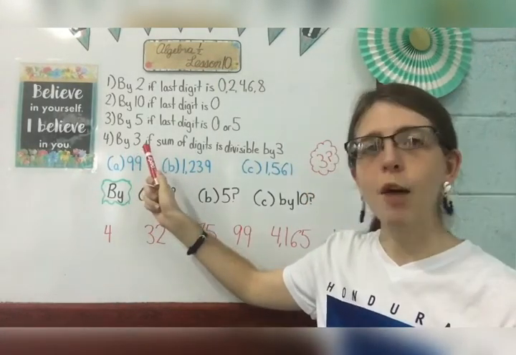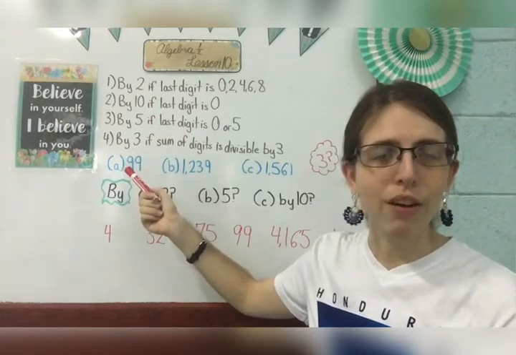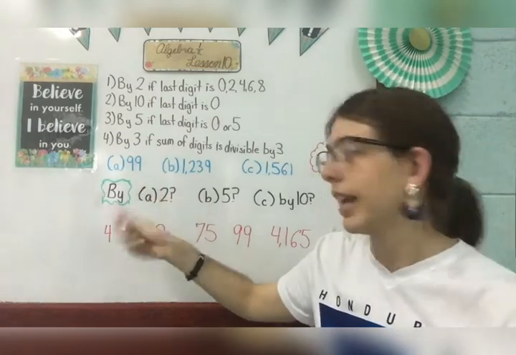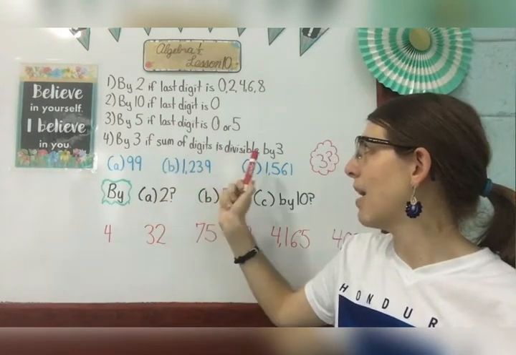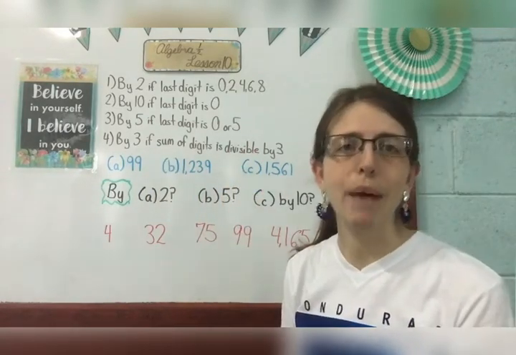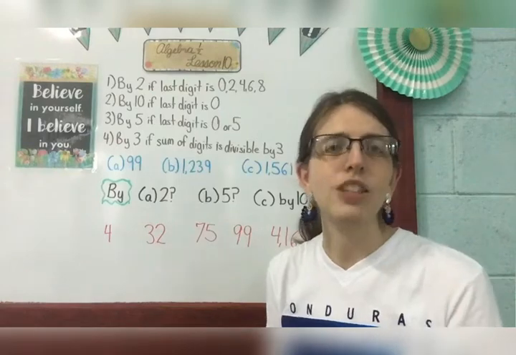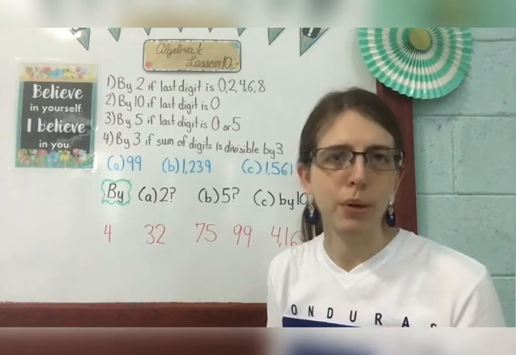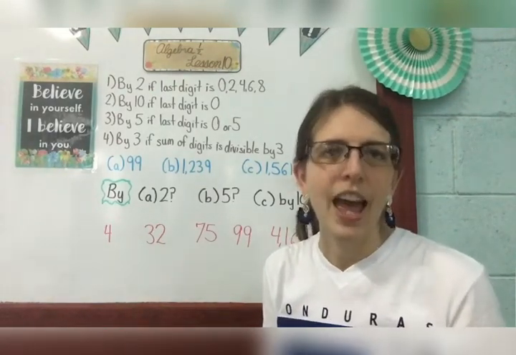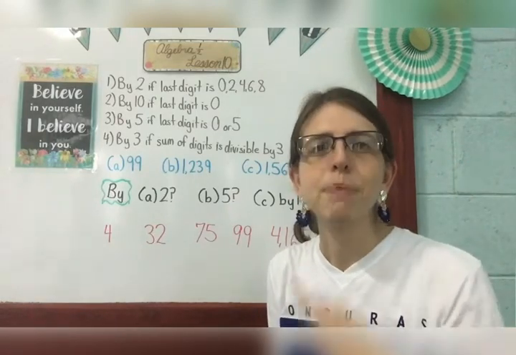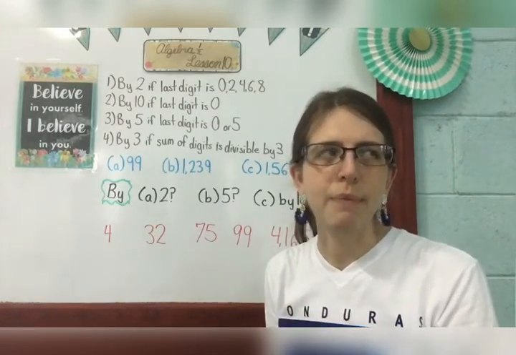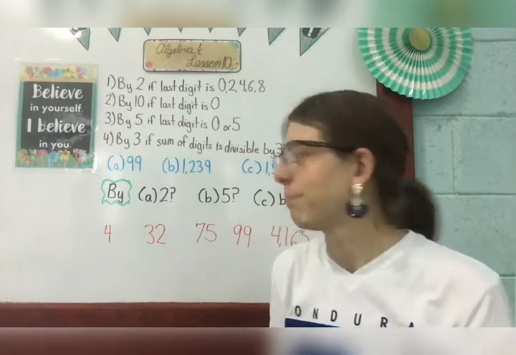And this is the most complicated one, but since you probably have already learned these, you know this piece of cake. It's divisible by 3 if the sum of the digits is divisible by 3. So that means you add up all the numbers of your number, and if their total is a number that you know is divisible by 3, then it's divisible by 3. Let me show you some examples.